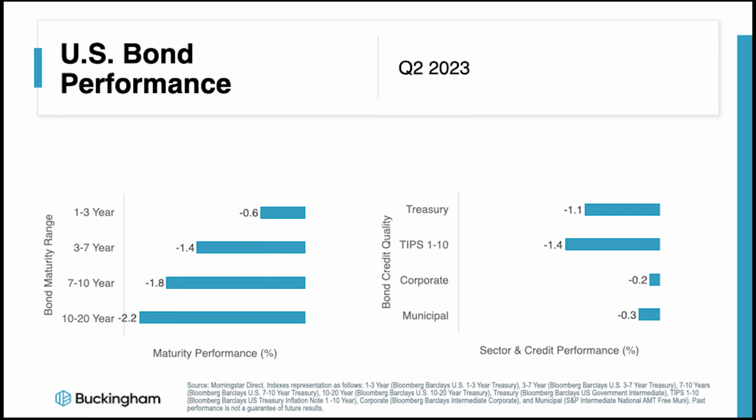The chart on the right shows the performance of different intermediate maturity credit quality bonds, and we see again that all bonds in the credit qualities listed were down for the quarter, with investors favoring corporate and municipal securities relative to other government and inflation-protected debt.